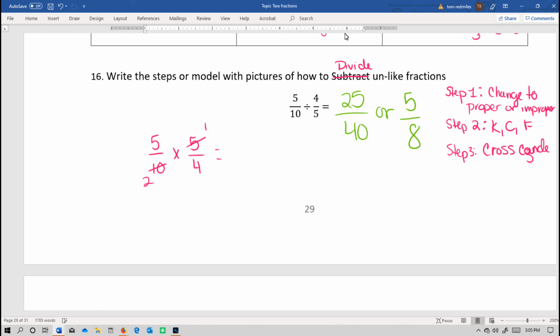All right, and multiply. So everybody's next step should be multiply across. So 5 times 1 is 5, and 2 times 4 is 8. All right. And if you don't do your reducing till the end, you need a step 4 actually that says reduce. All right, awesome, awesome. So keep doing this until it feels natural, and I'll see you guys in class.